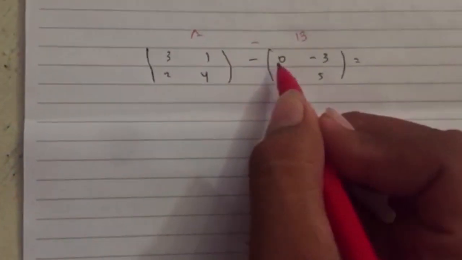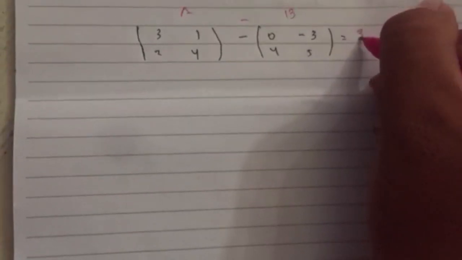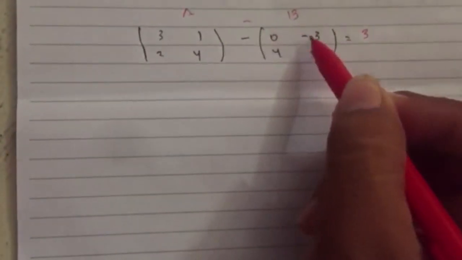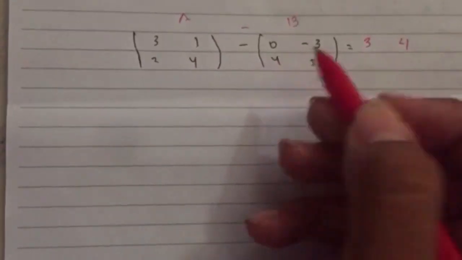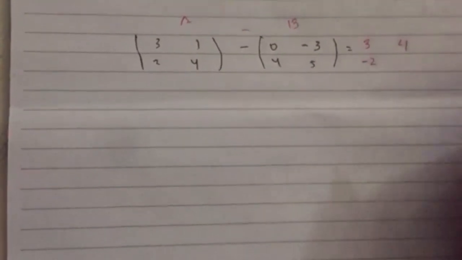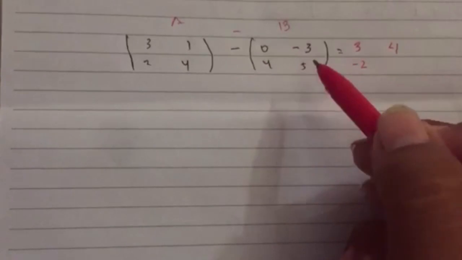I will explain about matrix subtraction and matrix combination. Example: matrix A minus matrix B. 3 minus 0 is 3. 1 minus minus 3, or 1 plus 3, is 4. 2 minus 4 is minus 2. 4 minus 5 is minus 1.